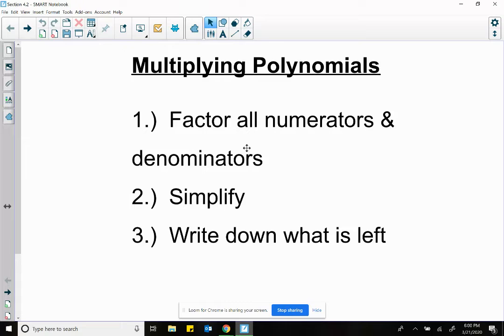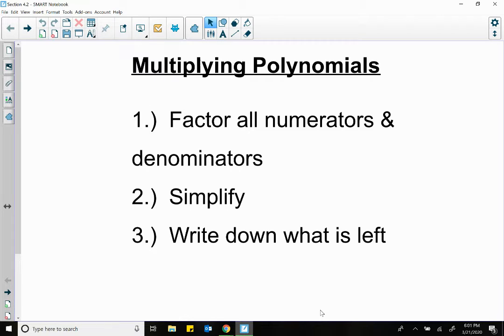All right, so 4.2, we are now going to talk about operations. I mean, really, 4.2 and 4.3 are about operations with polynomials. 4.2 is all about multiplying and dividing. When you get into 4.3, it's about adding and subtracting. So let's kick off 4.2, talk about multiplying and dividing.